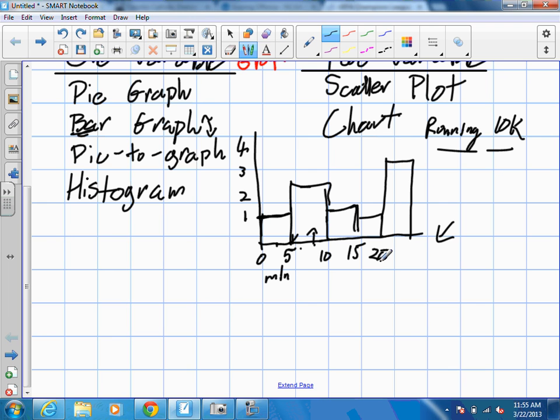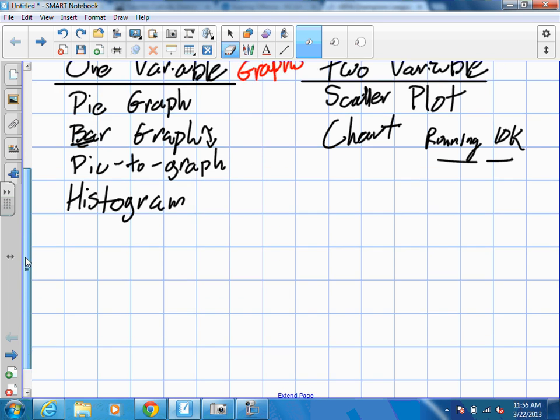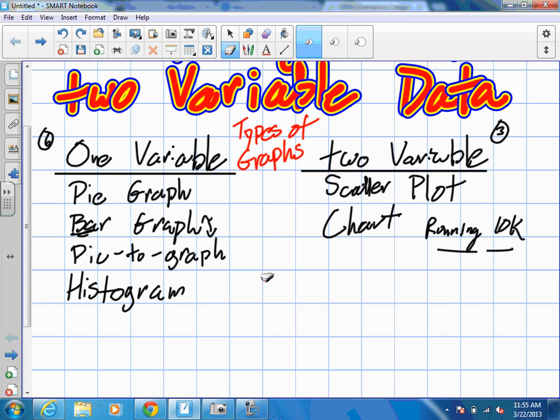Now, we're not just specifically focusing on histograms. I did want to talk about that because I know that's not usually spoken about too much. Okay, so I'm going to take that off. What we're really going to focus on is just 1 and 2 variable data. So we've gotten 4 in one and 2 in the other. I'm good with that.